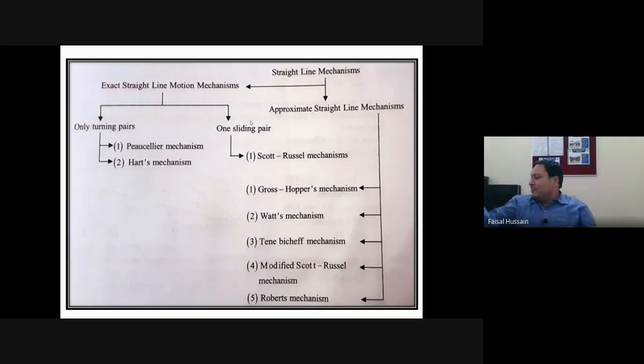If there are only turning pairs, it is the Peaucellier and Hart mechanism. If there is a sliding pair, then it is the Scott Russell mechanism. Then what is an approximate straight line mechanism? These are the categories: grasshopper mechanism, Watt's mechanism, Chebyshev mechanism, then modified Scott Russell mechanism, and the Roberts mechanism. These come under the category of approximate straight line mechanism.